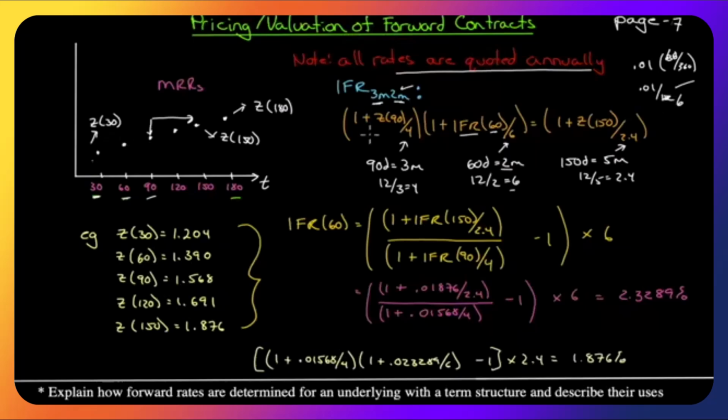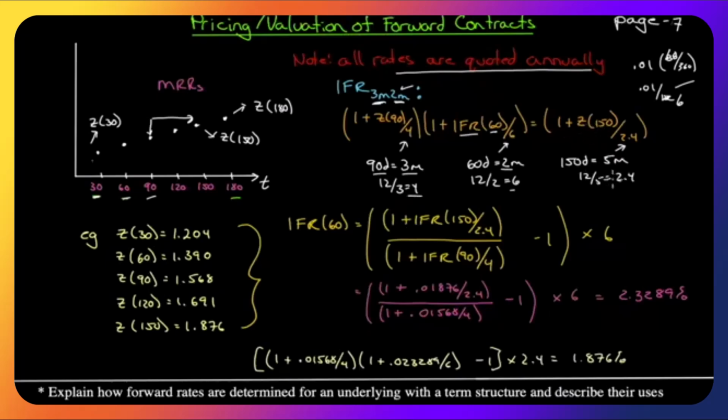What is our first term? Is the 3-month rate. We're going to deposit for 3 months, then roll it over into this implied forward for 2 months. So there's our 3-month rate, Z90. We divide that by 4. Why? 90 days is 3 months. 12 divided by 3 is 4.